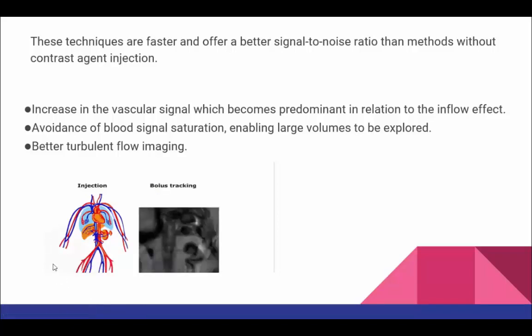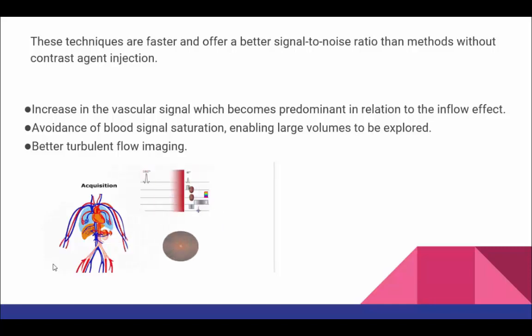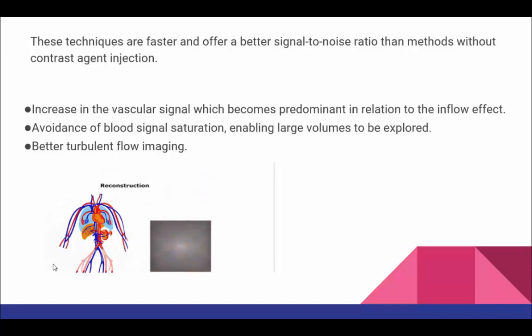Contrast-enhanced methods have been used successfully to image vessels throughout the body, including the carotid and vertebral arteries, the aortic arch and great vessels, the renal and abdominal arteries, and the arteries of the upper and lower extremities.